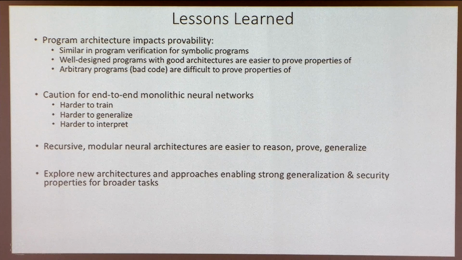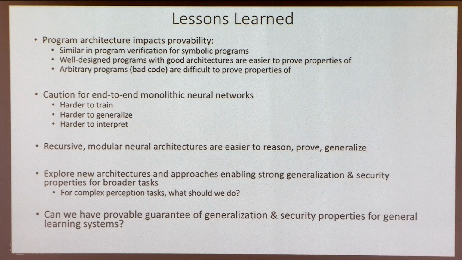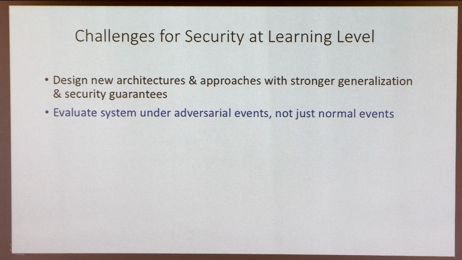With our work, we have mainly focused on a specific domain, which is the neural program synthesis domain. Then the question is, how can we explore new architectures and approaches to enable strong generalization and security properties for broader tasks, for example, more complex perception tasks, and so on? And ultimately, can we have provable guarantees of generalization and security properties for more general learning systems? So that's the first challenge for security at the learning level. And there are a number of other challenges, too.